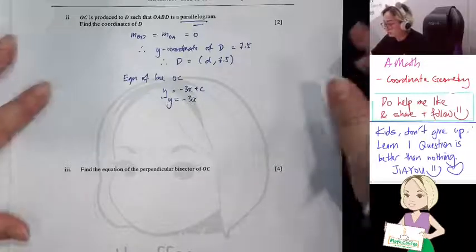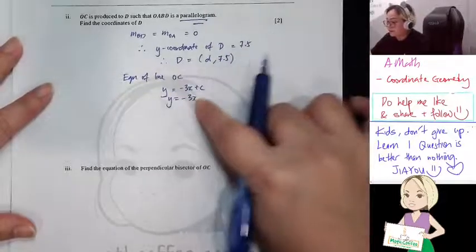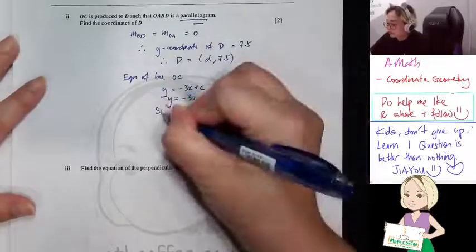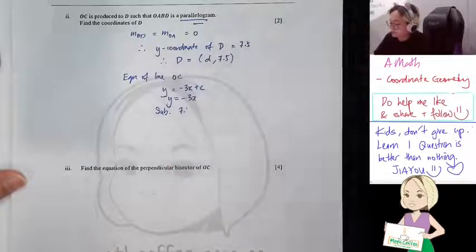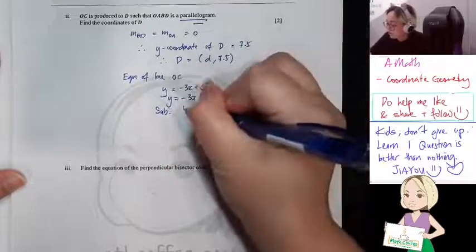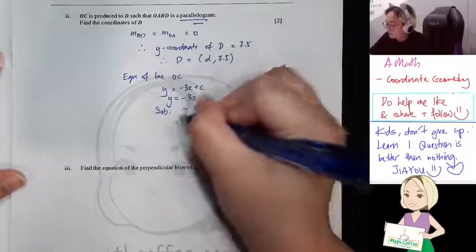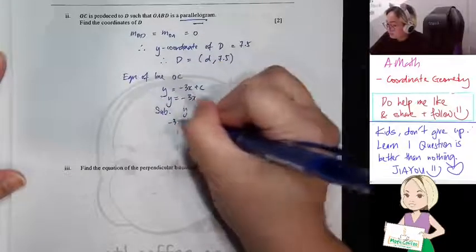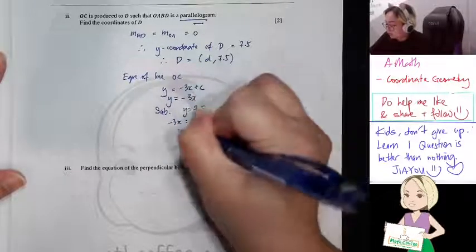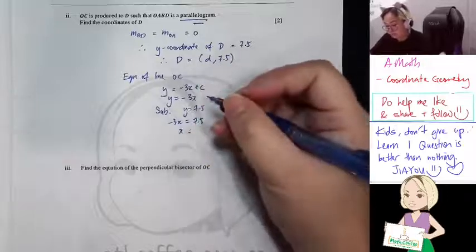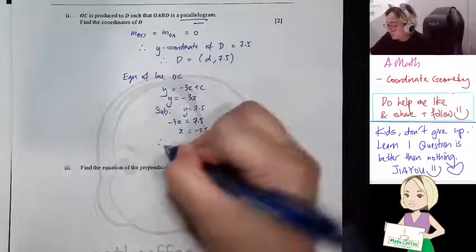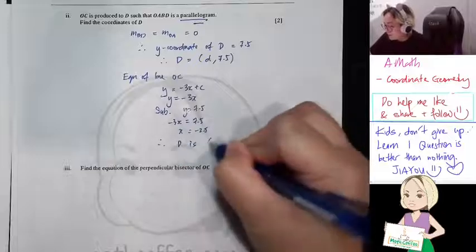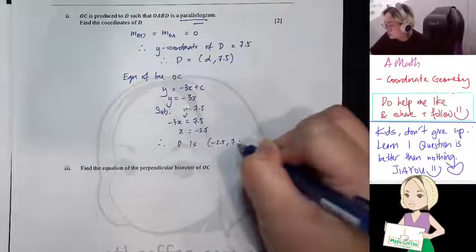Okay, so now we have this. I'm going to start with the y coordinate of D, which is 7.5. So y equals to 7.5. So I have 7 minus 3x equals to 7.5. x is equals to minus 2.5. So therefore, my D is minus 2.5, comma 7.5. Done.